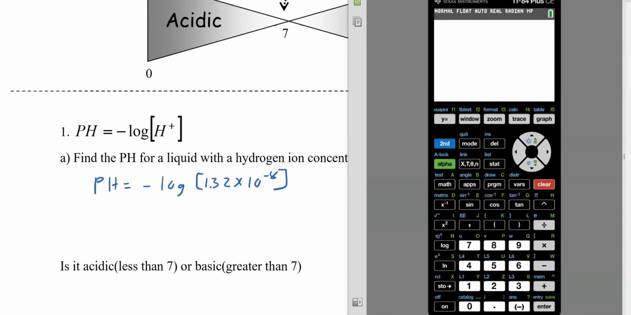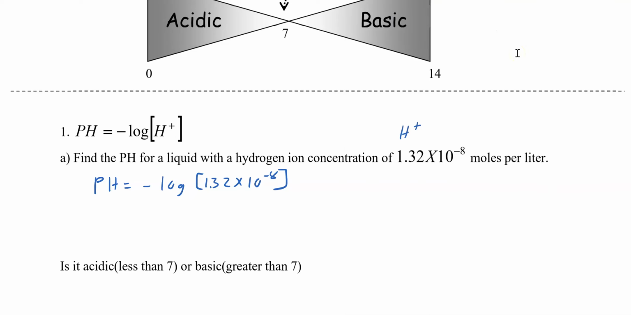So we take out our calculator and we do negative log, and everything's going to be inputted all at once. Don't do it in parts. 0.32 times 10 to the power of negative 8. That's exactly what we have. Close the parenthesis and then hit enter. And we get 7.91.